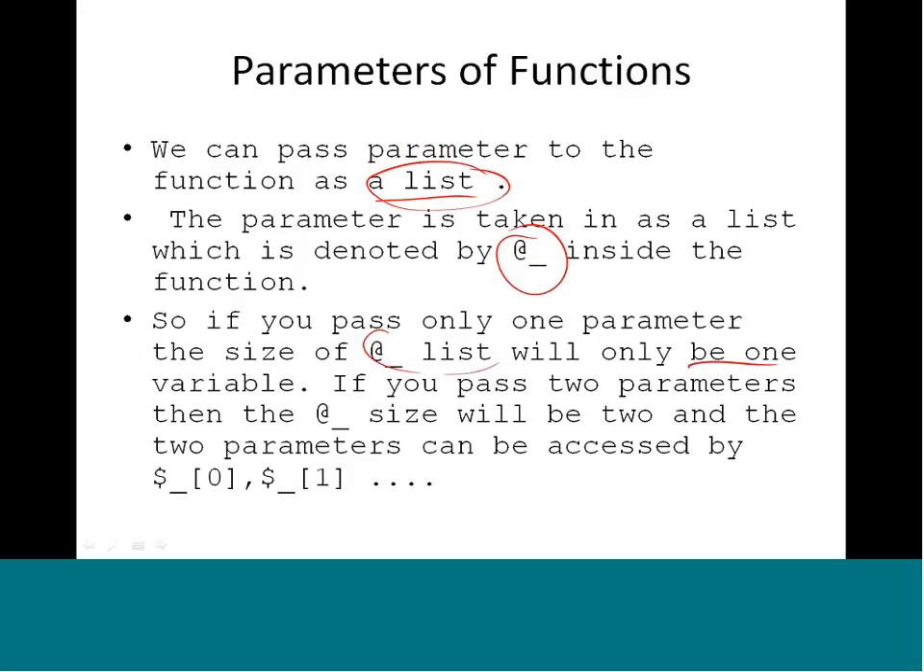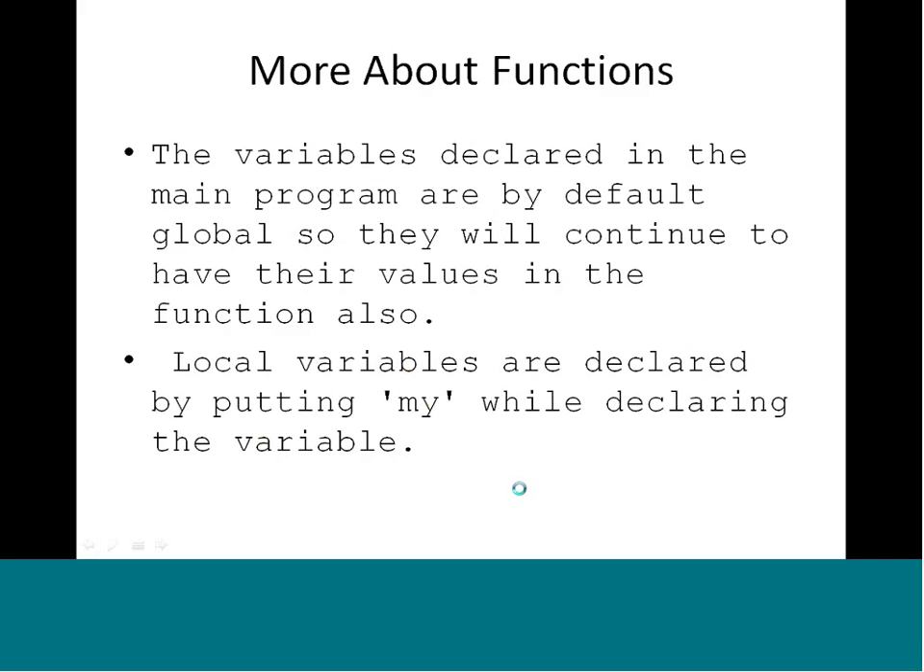But if you pass two parameters, then it will be two, and these can be addressed as dollar underscore zero and dollar underscore one. And if you have more parameters, this just goes on endlessly. The array is a very nice feature, so it does not constrain you to have only a fewer number of parameters when performing a function call.